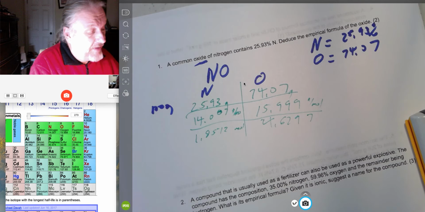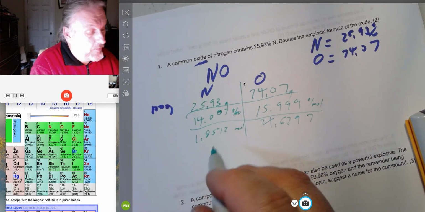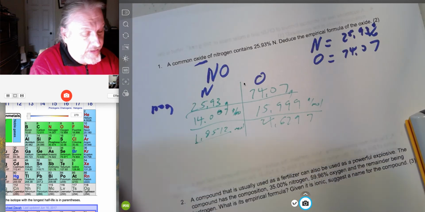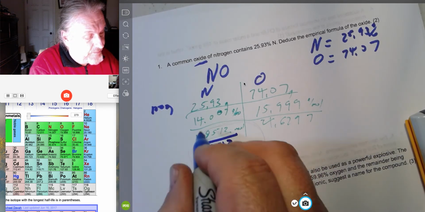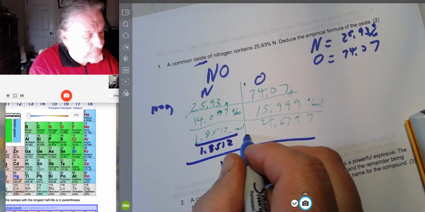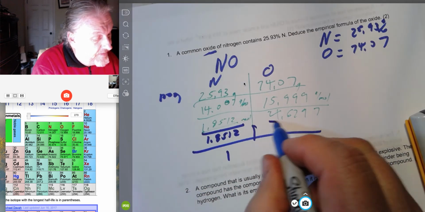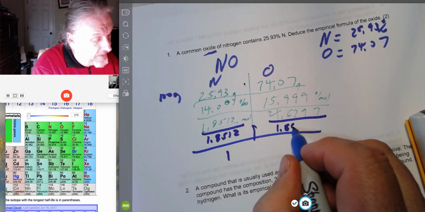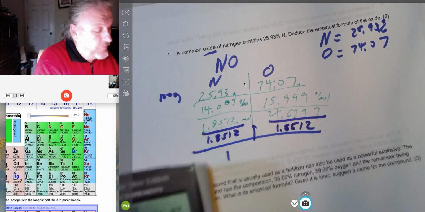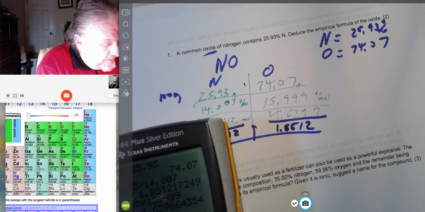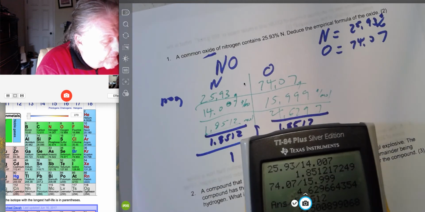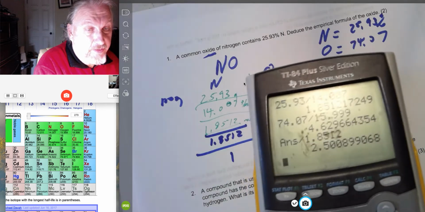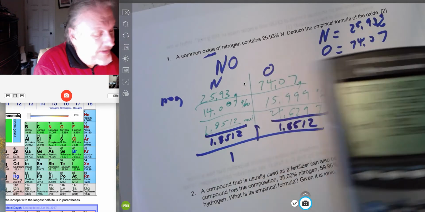All right, so now I'm going to find the lowest number of moles. This is that 1.8512, and I'm going to divide by itself, and that's going to give me a whole number ratio. That's going to give me a 1. All right. So if I divide on this side, I've got to also do it on this side. It's called algebra for a reason. 4.6297 divided by 1.8512 is going to give me a ratio of 2.5000, whatever it is, 2.500899. So that's 2.5.